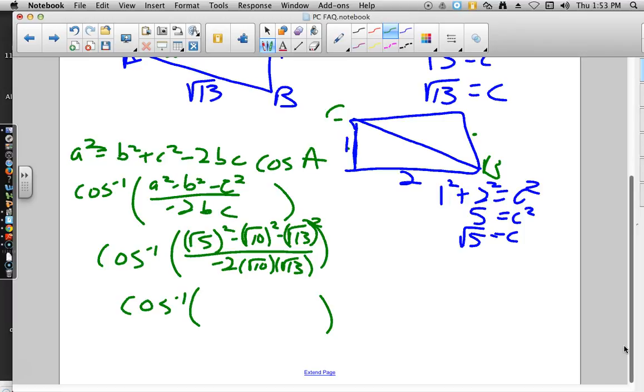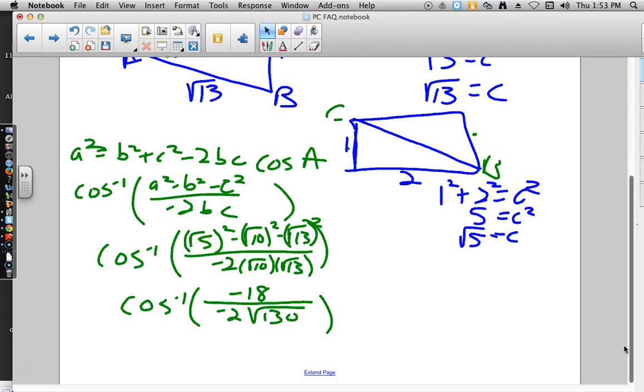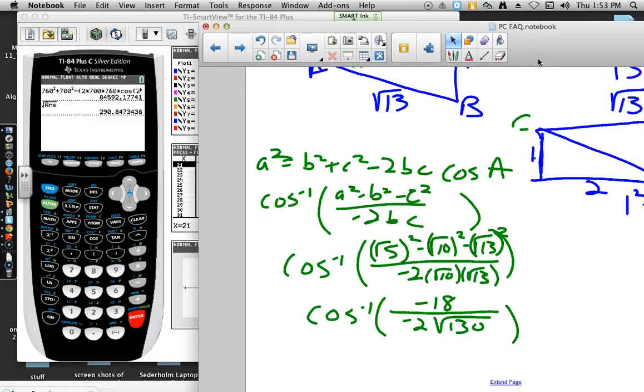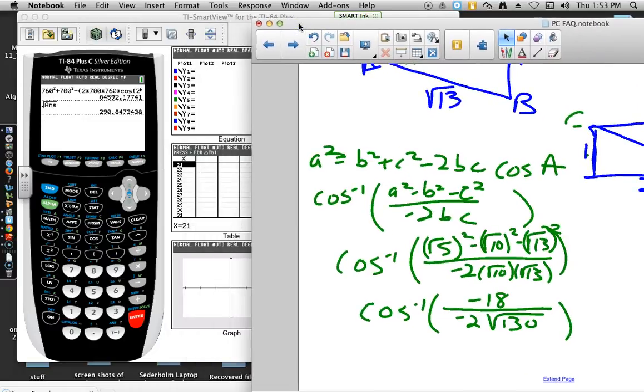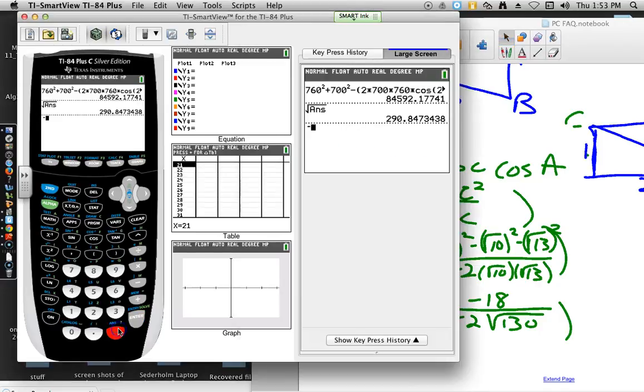So 5 minus 10 is negative 5. Negative 5 minus 13 will actually give us a negative 18. And just to make it a little easier to punch in, you might want to go ahead and multiply those two radicals down there and punch her all in at one time. So let's see what we've got. We are going to need negative 18 divided by parentheses negative 2 times second square root of 130.